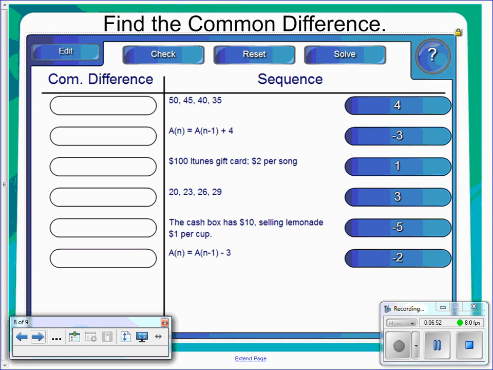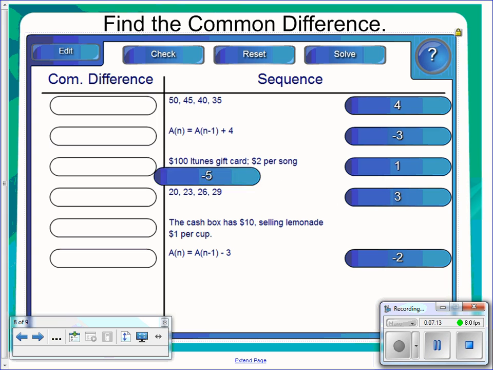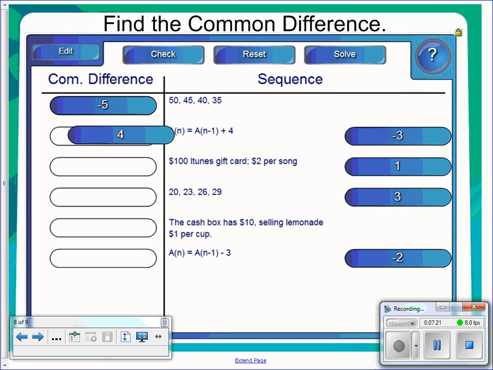Looking at these sequences, we're just going to try to figure out the common difference. What's happening here? From 50 to 45 to 40 to 35, that is down 5, right? So that's down 5. The next one, we can see that our common difference is 4. So that's plus 4.